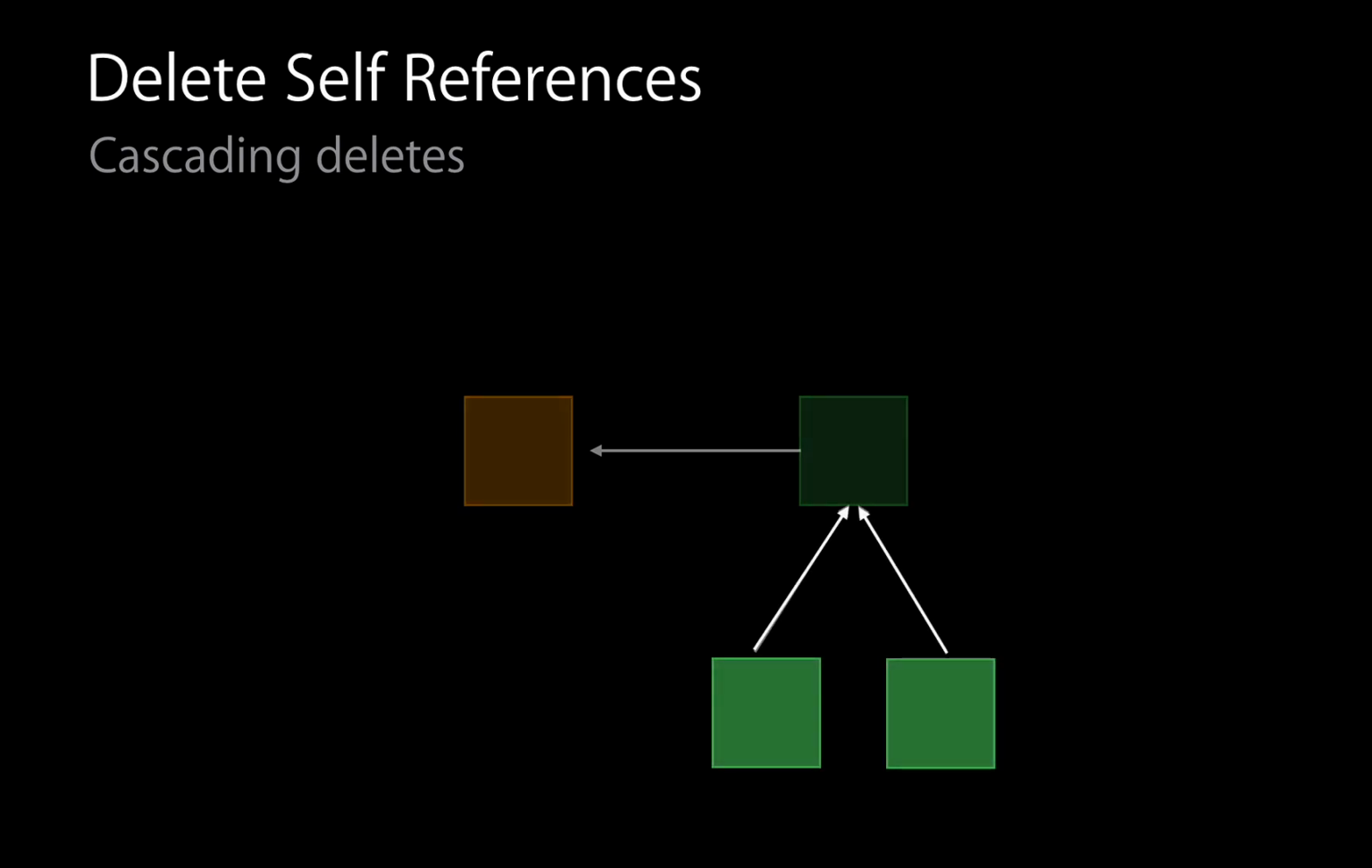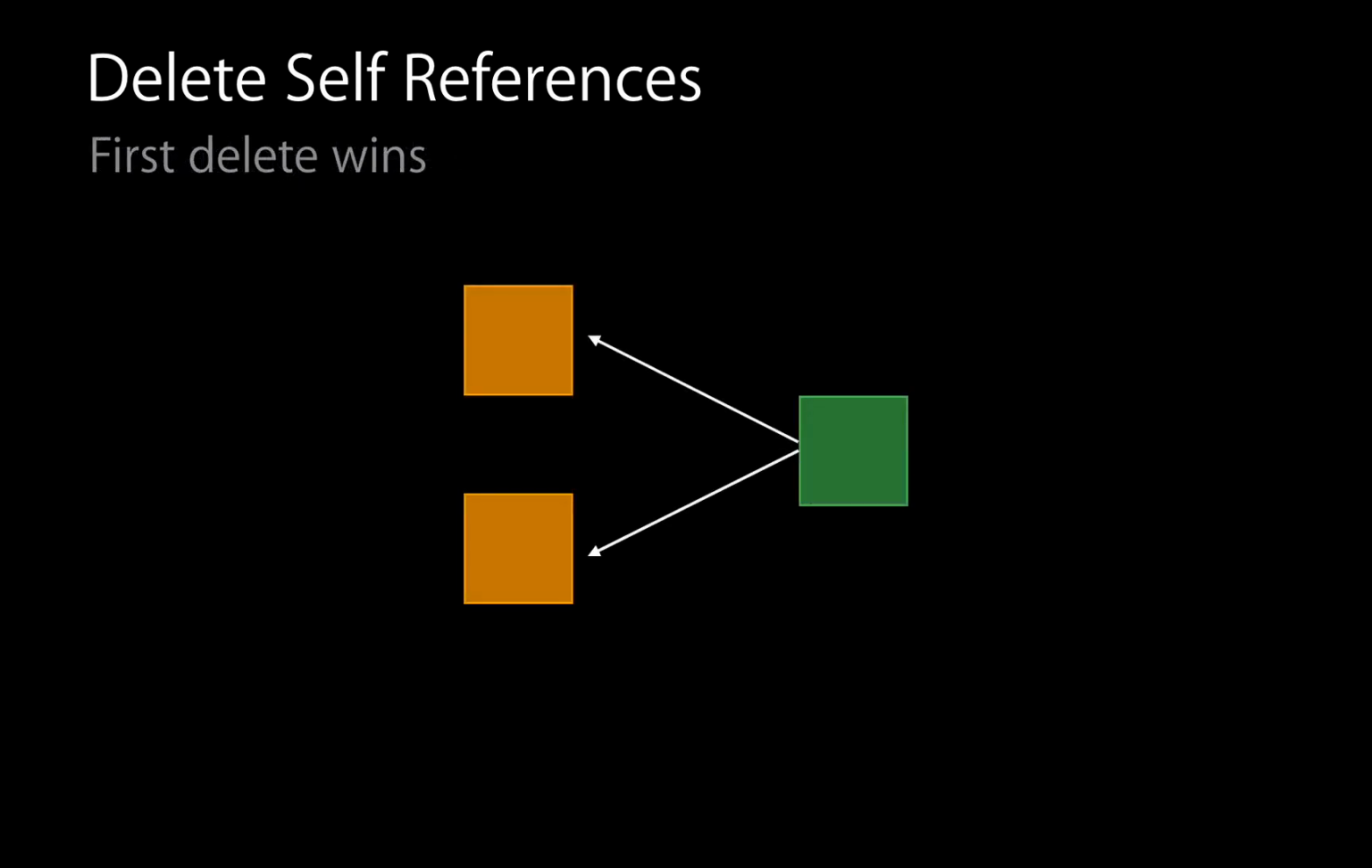These deletes also cascade. So if we had a whole tree of objects hung off of that one orange record, those deletes are going to cascade all the way down and clean up our graph for us. But one thing to keep in mind with these delete self references is that they're not reference counted. That means that if you have multiple references coming out of one record, the first one of those records that's deleted will cause you to get deleted.